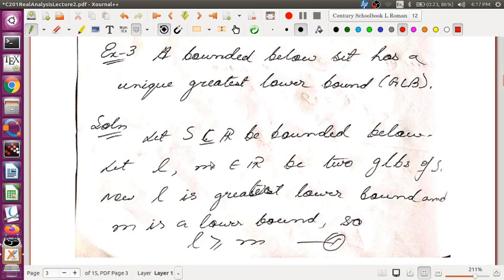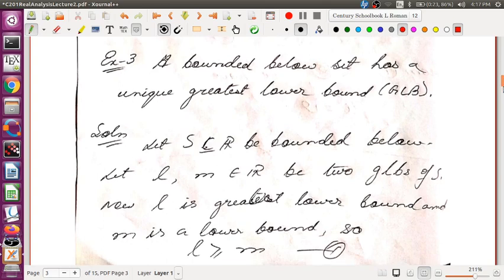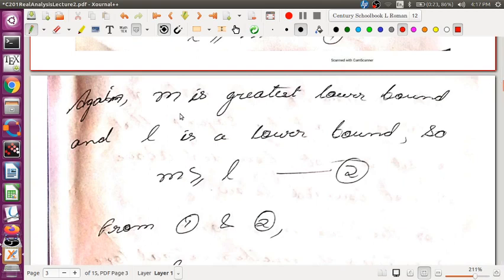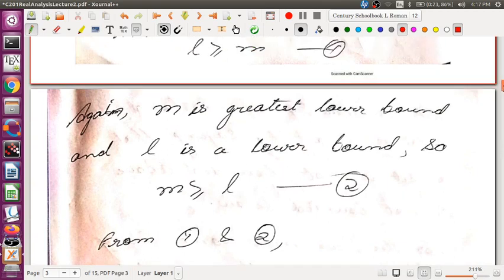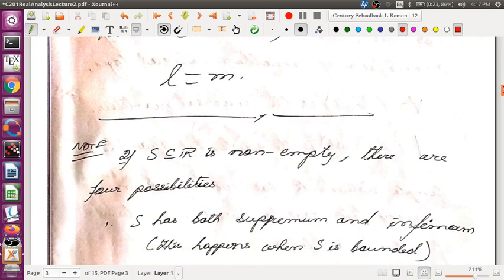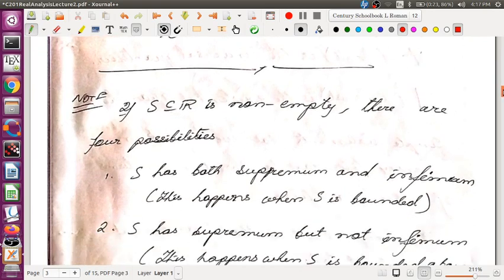So the proof is very similar to the earlier one. Let S be a subset of R which is bounded below. So let L, M belong to R be two greatest lower bounds of S. Since L is the greatest lower bound and M is a lower bound, L should be greater than or equal to M, right? Again, M is the greatest lower bound and L is a lower bound, so M should be greater than or equal to L, right? If you combine 1 and 2, then you will get L equal to M. So the greatest lower bound of a bounded below set is also unique, right?